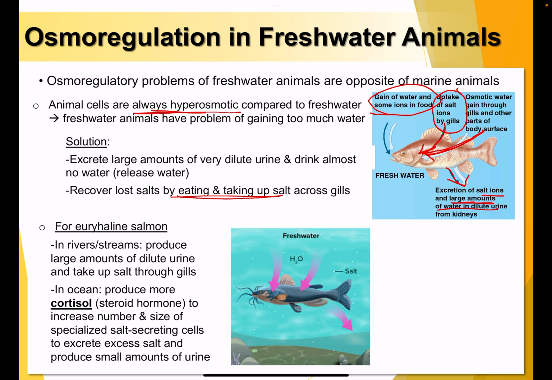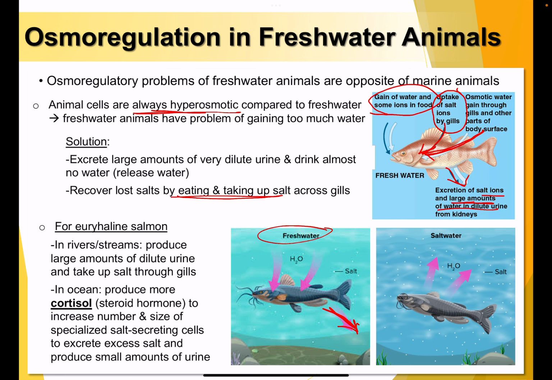So for the urinating salmon that we talked about, the sockeye salmon in the rivers and streams, they are in freshwater environments. So they will produce a large amount of dilute urine to try to get rid of all that extra water going into their bodies. Their gills will also take up some salt, whatever salt they can get from their environment. And then once they're done spawning, they die. But then their babies are also born in a freshwater environment. And then once they grow up, they move into the saltwater environment.